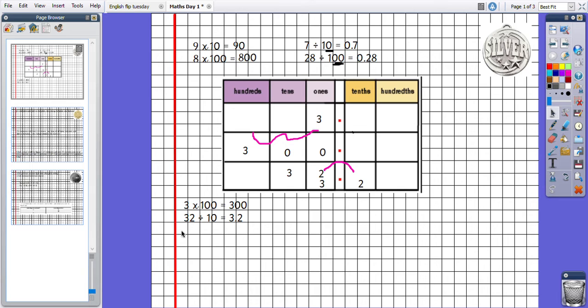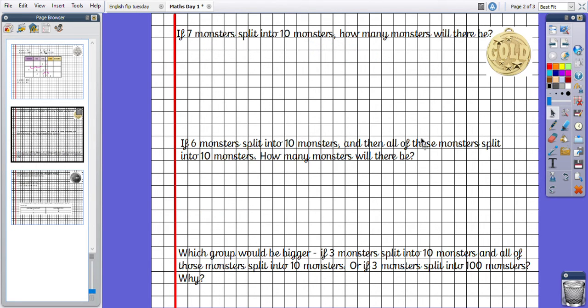You have some missing number problems, and you have some true or false questions at the end where you just need to check if the answer is correct. For gold, you are starting to problem solve. So the examples you have on your questions use monsters. So I've put some ideas onto here to help us.